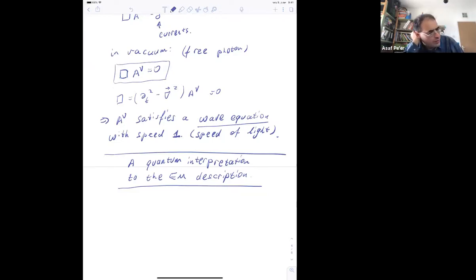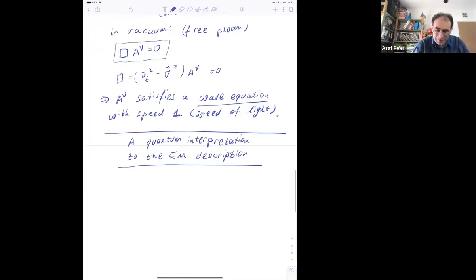So what I'm going to do, I'm going to start thinking of A nu as a wave function of a quantum photon. And then I'm going to have a new interpretation to this equation. Now, what motivates me to think like that? Why am I doing that? So remember, all of you have learned quantum mechanics, right? Is there anybody who did not learn quantum mechanics? No, so I assume you all have.